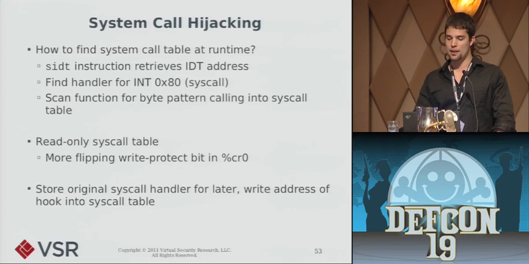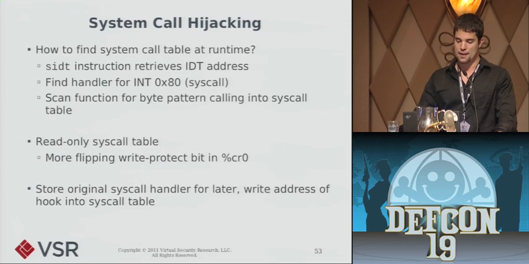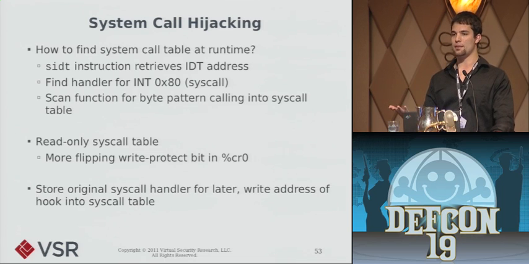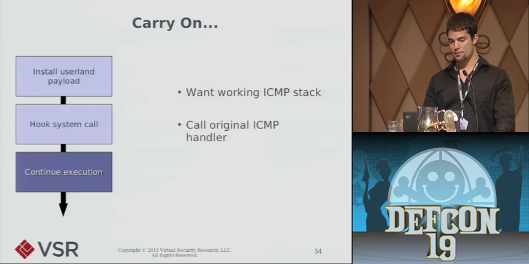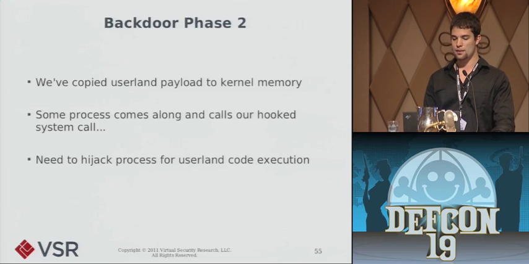The system call table on Linux is read-only, but we've already figured out how to get around that. We just flip that magic bit in CR0, and we can write to read-only memory. So what we do is keep the original system call handler, whichever one we want to hook, for later, because we're going to need it, and we write the address of our hook code into the system call table. So now whenever someone calls that system call, it'll execute our code. Because we want the ICMP stack to keep working, we also call the original ICMP handler that we kept around, so the machine still pings.